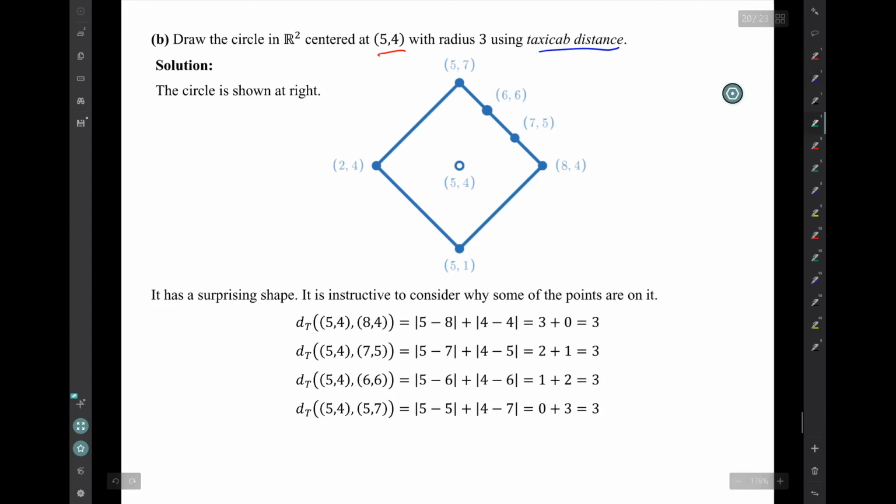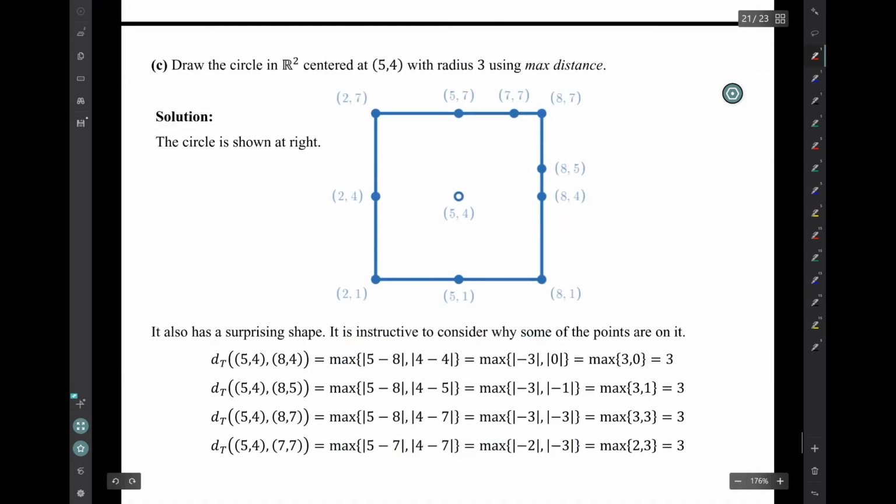Well, if we consider how to get from 5, 4 over to 7, 5, we would, if we were a taxicab, go this way. We'd go over 2 and we'd go up 1. The sum of those two numbers, 2 plus 1, is equal to 3. That means that this point, 7, 5, is a distance 3 from that point, 5, 4. So that point, 7, 5, is qualified to be on the circle.